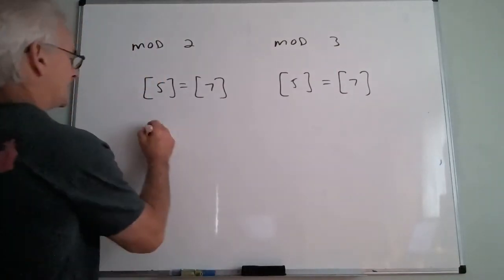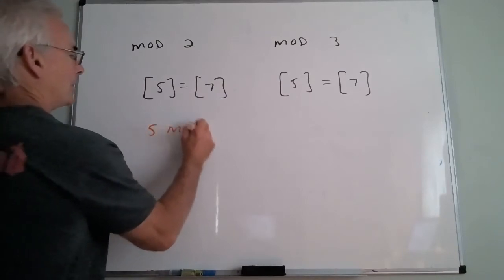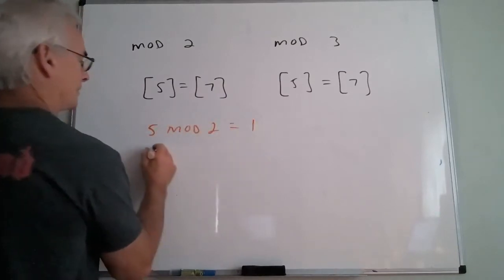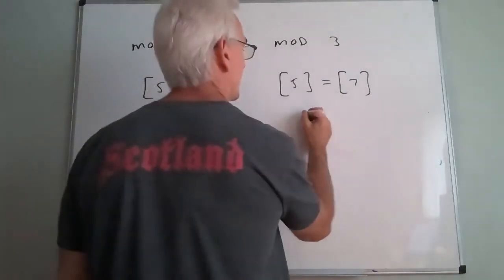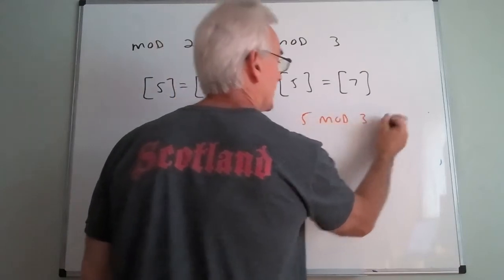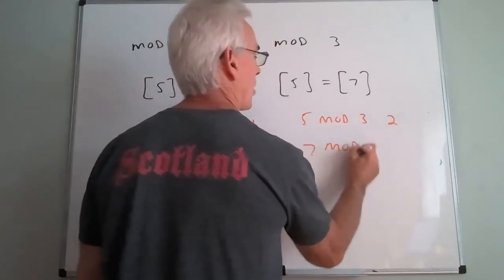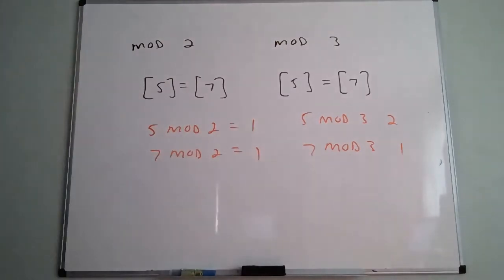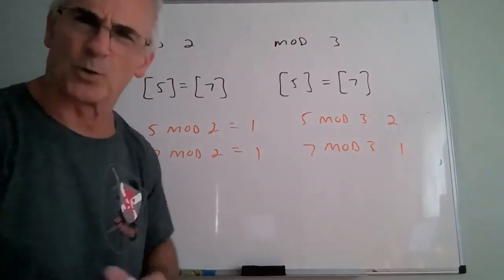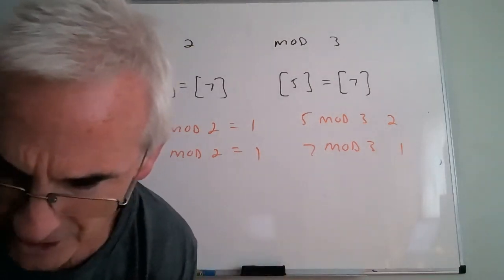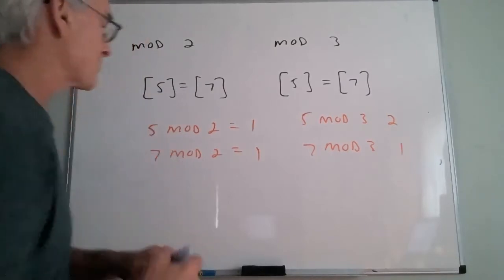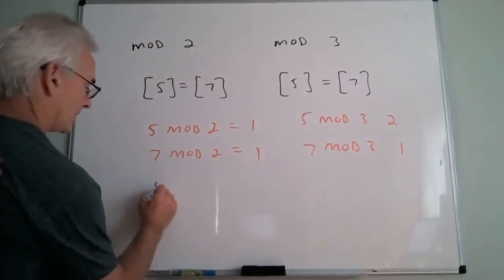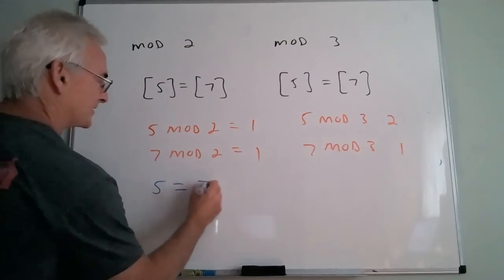Because if I said, what is 5 mod 2, you would tell me the answer is 1. What is 7 mod 2? That also is 1. Over here, 5 mod 3 would be 2. 7 mod 3 would be 1. Because I have different remainders since I have a different denominator. Okay, so everybody's cool with that. There's nothing complicated about that.